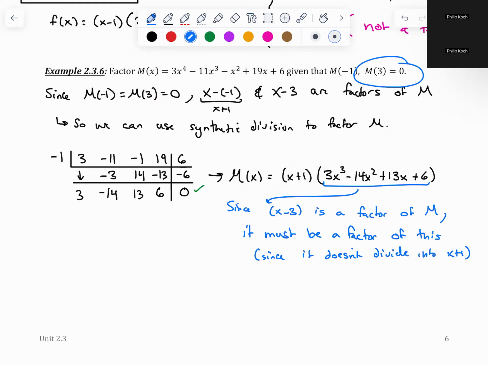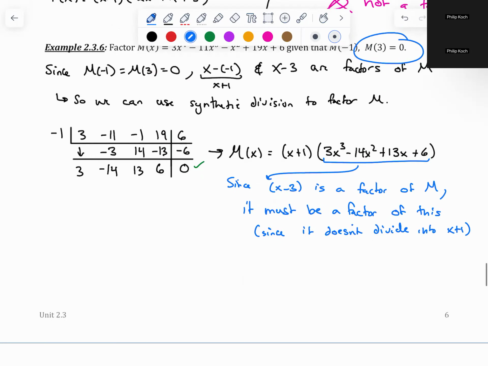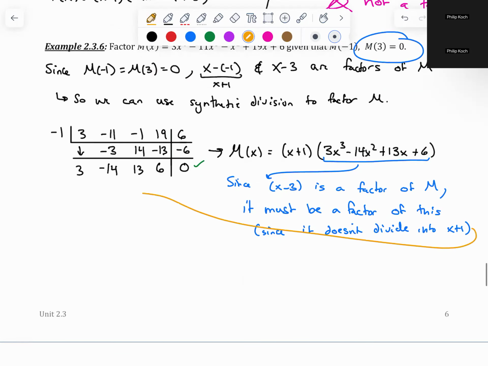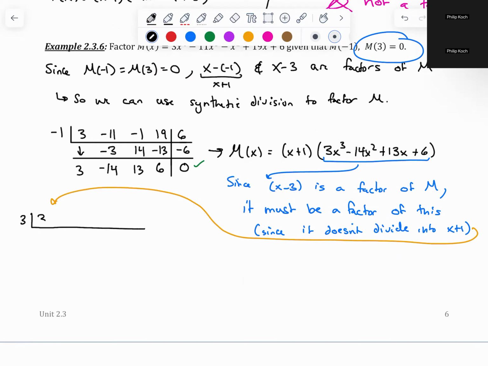So you're saying even if you took out the x plus 1, you can still divide it by 3, because you would get 0. Yes. Because that second piece has to have x minus 3 as a factor. There's no other way around it. So what we're going to do then is synthetically divide. We're going to take 3 and divide it into 3x cubed minus 14x squared plus 13x plus 6.